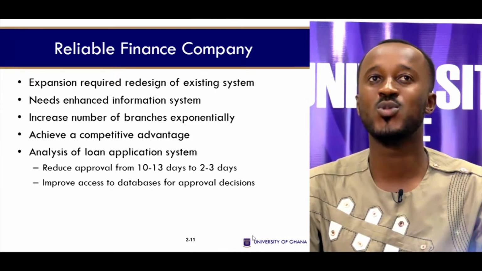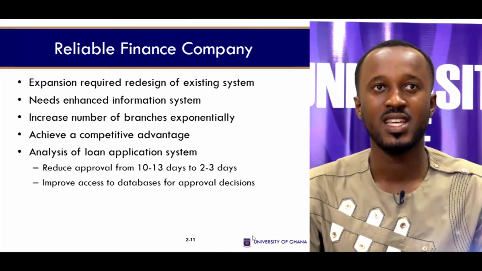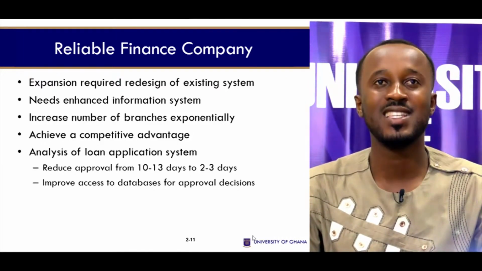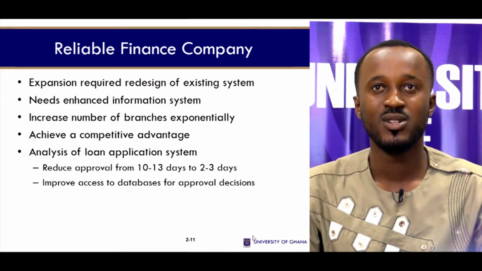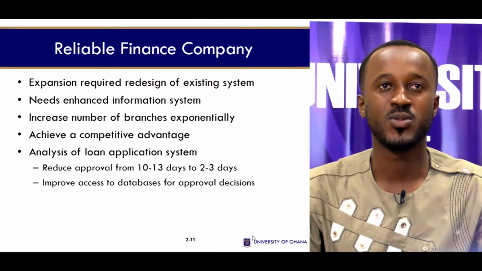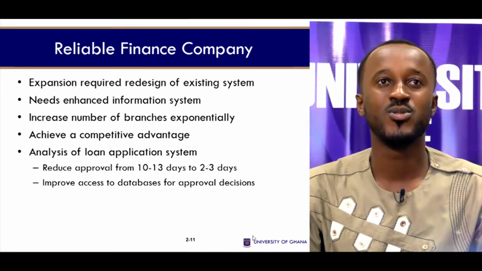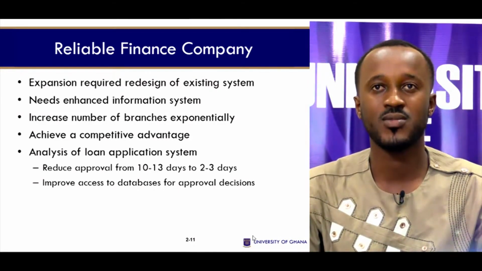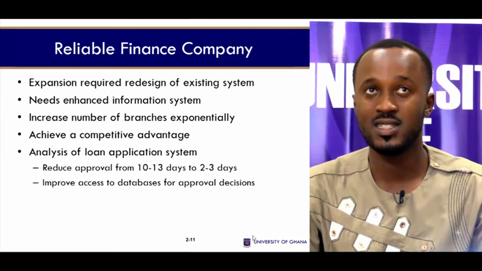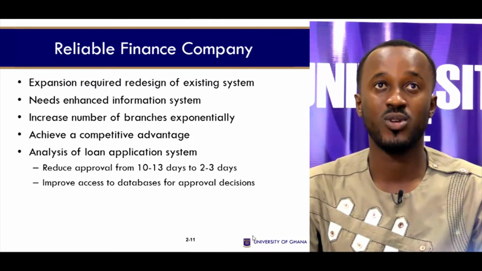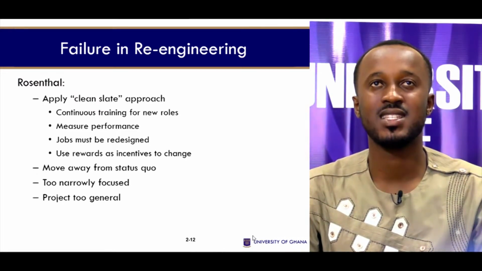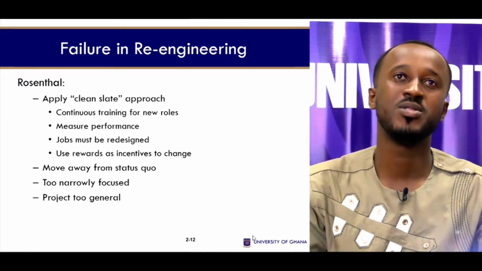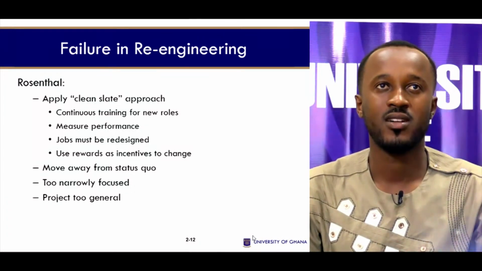They are seeking to achieve a competitive advantage, and they're hoping to analyze their loan applications, reducing the time from the usual 10 to 13 days to between 2 to 3 days. They are also hoping to improve access to databases for approval decisions, which currently this company does not offer. Now, these are some of the failures that exist, according to research by Rosenthal.